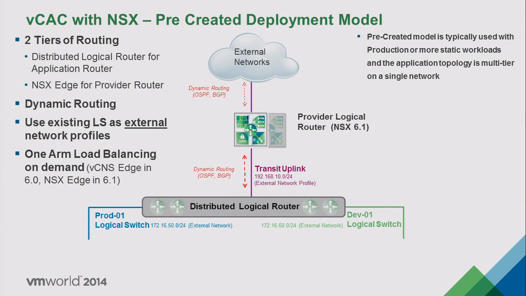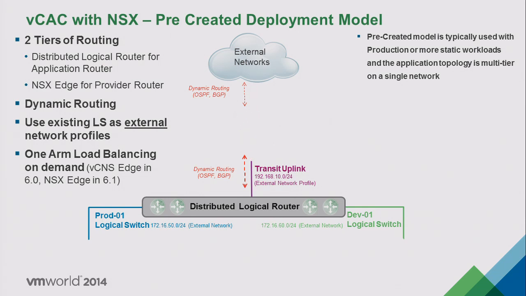So in that case, it's actually this Proto1 and Devo1 logical switch that get mapped to external networks in vCloud Automation Center. First hop routing is provided by the distributed logical router, and then we have our edge gateway in a highly available configuration as a provider router. But now that this is NSX 6.1, in the pre-created model, we can actually support some of the cool new platform features like equal cost multipathing in NSX.